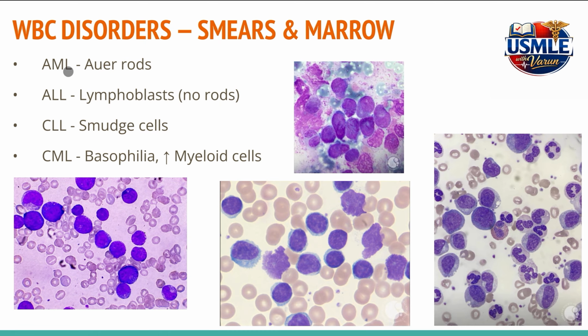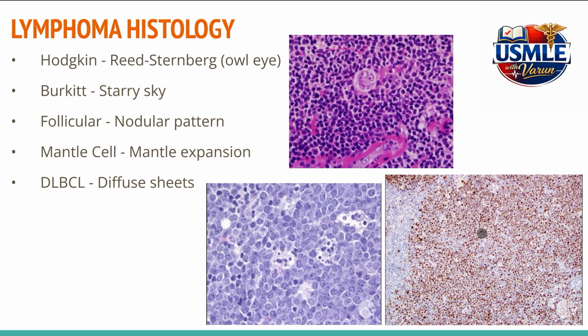With regards to WBC disorders, the most characteristic feature of acute myeloid leukemia is Auer rods. So in this image, we can see the characteristic Auer rods. These are basophilic rods, and these are associated with fragmented DNA at the peripheries. ALL is associated with a large number of lymphoblasts. CLL is associated with smudge cells, and CML is associated with basophilia and increased myeloid cells.